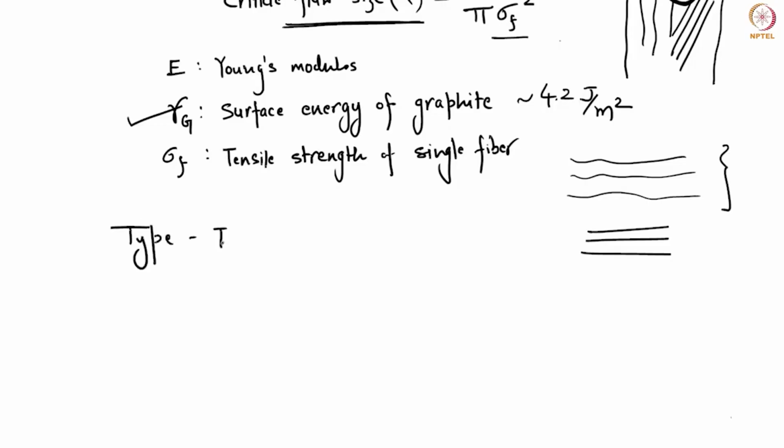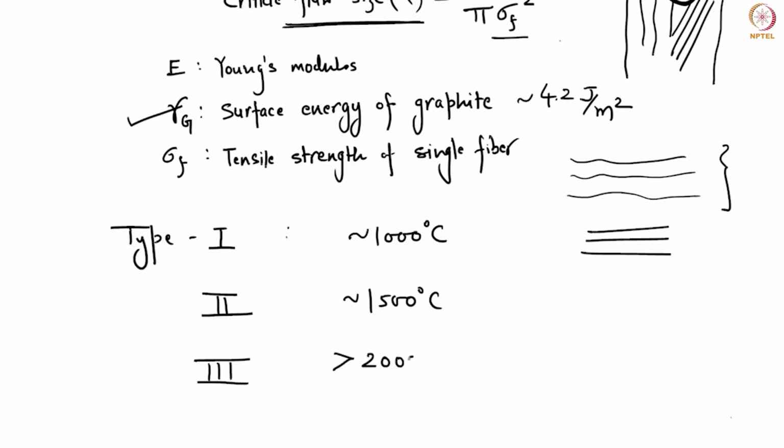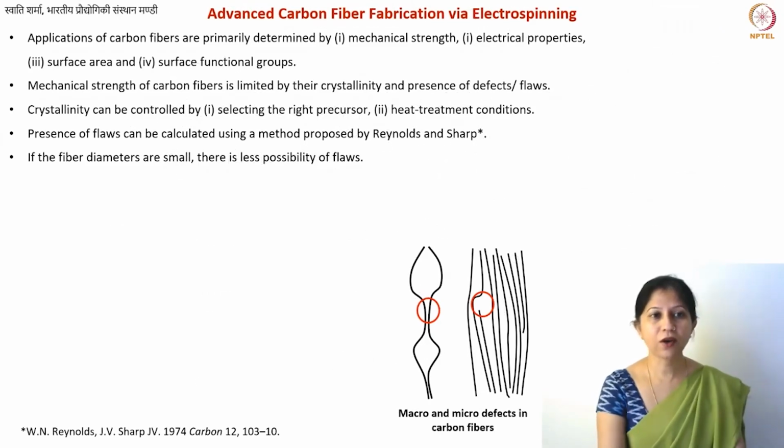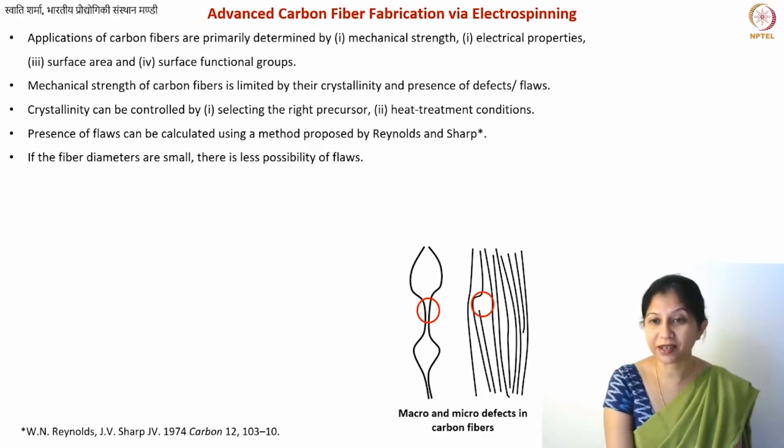Type 1 carbon fibers, so these are the industrial names, are prepared at approximately 1000 degrees centigrade. Whatever is prepared at, let's say, 1500, is known as type 2 fibers, and type 3 fibers are those prepared above 2000 degrees centigrade. So you can decide which type of fiber and what conditions you require for a certain application. Now you already know that if the diameters are smaller, then there is a lower probability of getting the flaws.